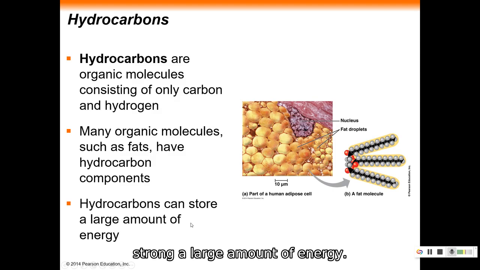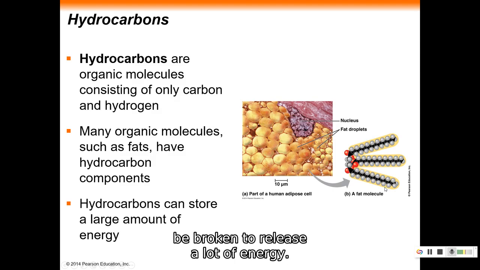Hydrocarbons are really good at storing a large amount of energy. So there's carbon and hydrogen bonds. The electrons there can be broken to release a lot of energy.